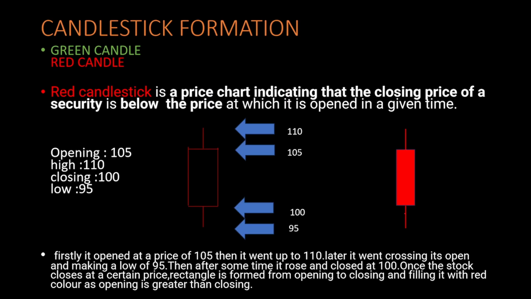Now, what is a red candle? A red candle is when the closing price is less than the opening price. Firstly, it opened at a price of 105, then it went up to 110. Later, it went down crossing its open and making a low of 95. Then after some time, it rose and closed at 100. Once the stock closes at a certain price, a rectangle is formed from opening to closing and filled with red color as opening is greater than closing.